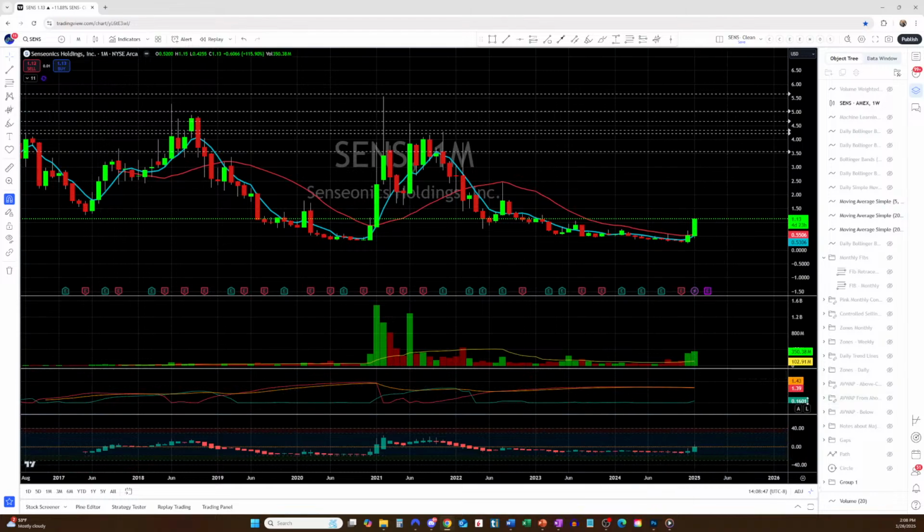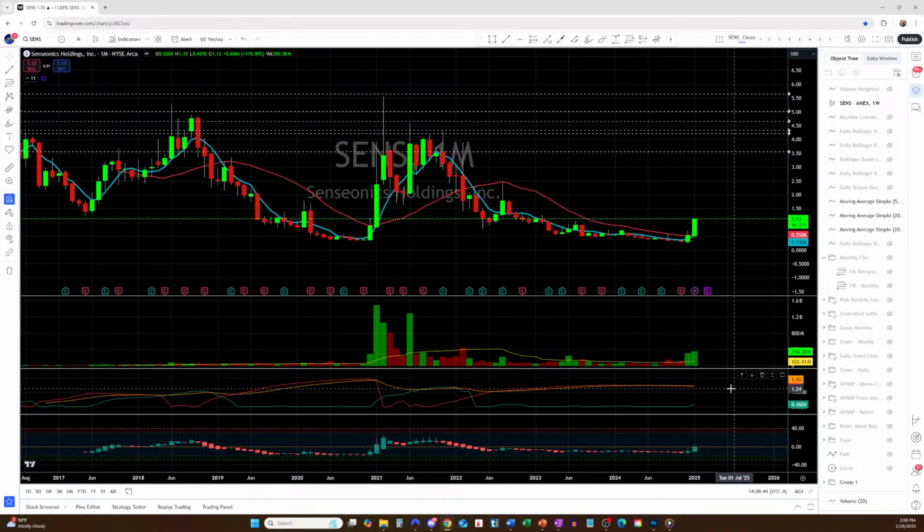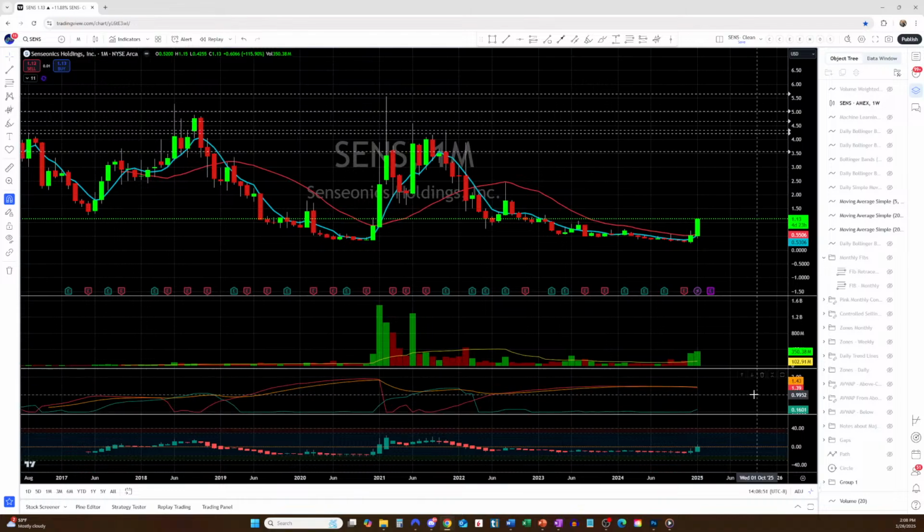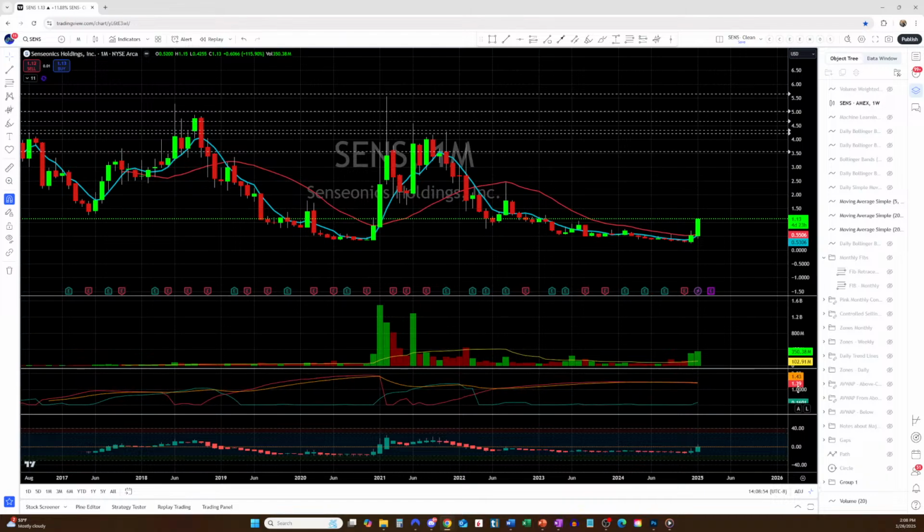The other indicator that I track is this buying and selling momentum indicator. It's kind of like similar to a MACD, but it's a little bit different. And the green line is really the buying pressure, red is selling pressure, and the orange is the signal.